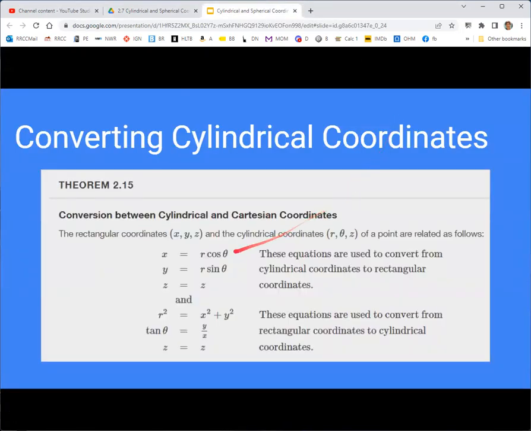The formulas for converting, of course, z is equal to z, and then these are your polar coordinate formulas. x is r cosine theta, y is r sine theta. So if you had r, theta, z, you could use these to get x, y, and z. If you have x, y, and z, and you need to get r, theta, z, well, z is still the same, and we would use the Pythagorean theorem to get r, and then tangent to get theta.